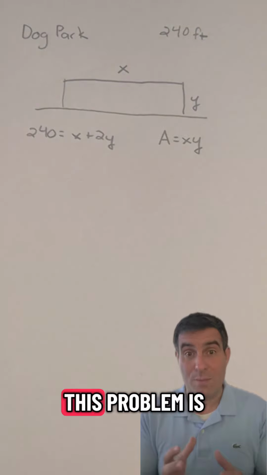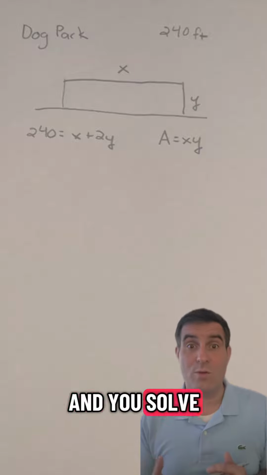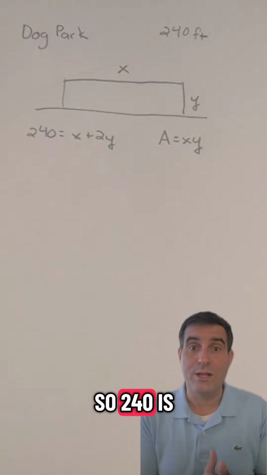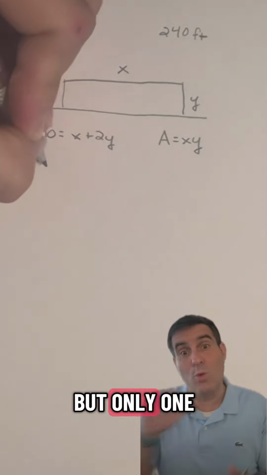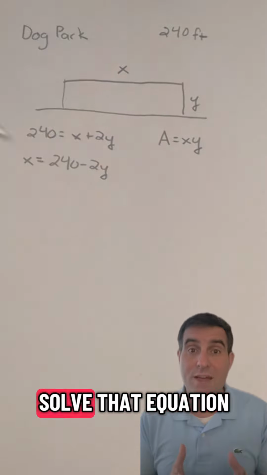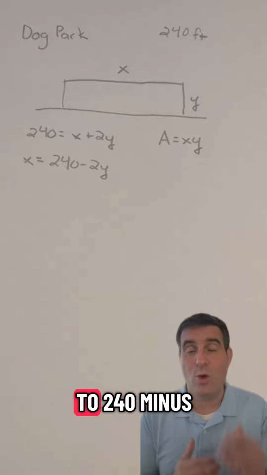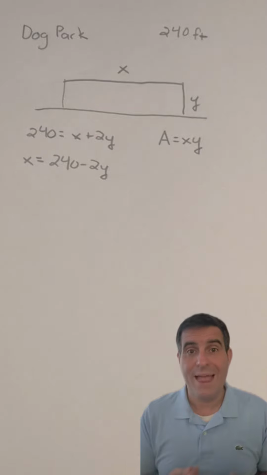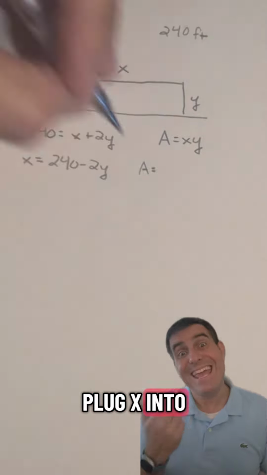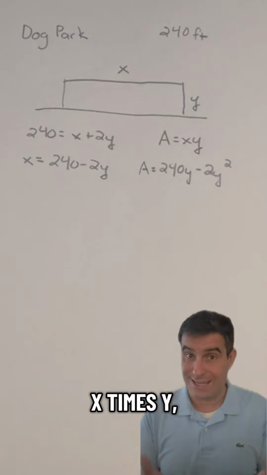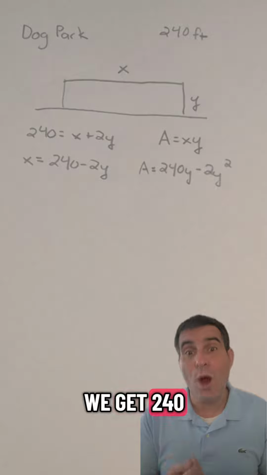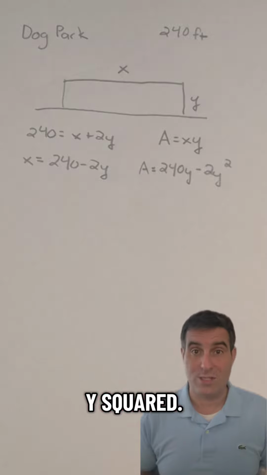And so the way we do these problems is first, you take your constraint and you solve for one of the variables. So 240 is equal to x plus 2y because you have two vertical sides but only one horizontal side. And you can solve that equation for x and you get x is equal to 240 minus 2y. And then you plug x into your equation you're trying to optimize. Your A is equal to x times y because that's your area. And then we get 240y minus 2y squared.